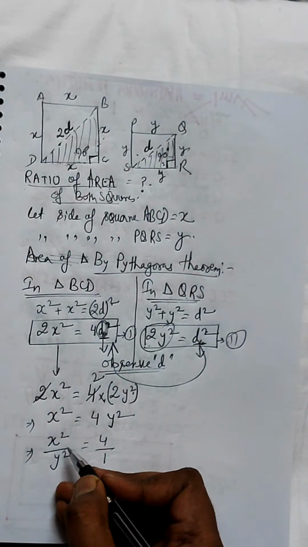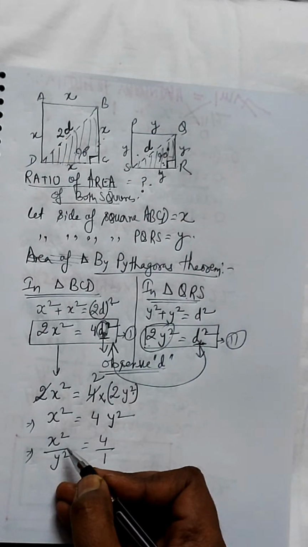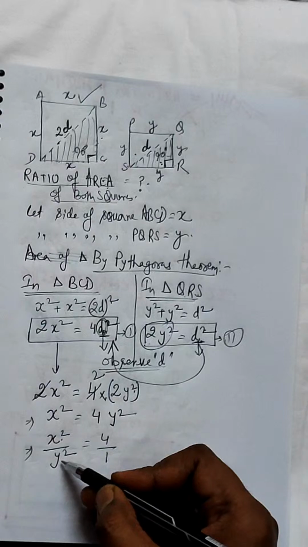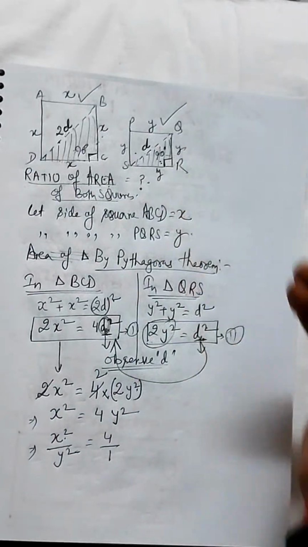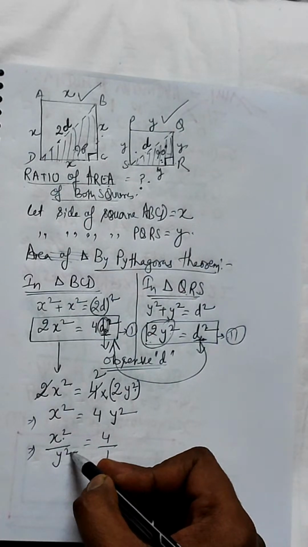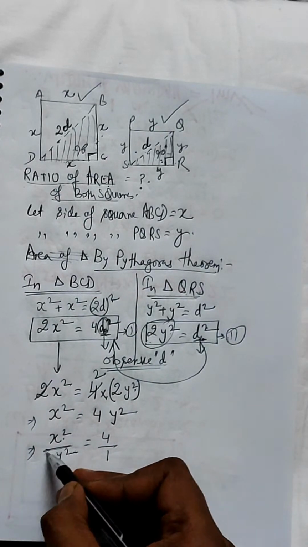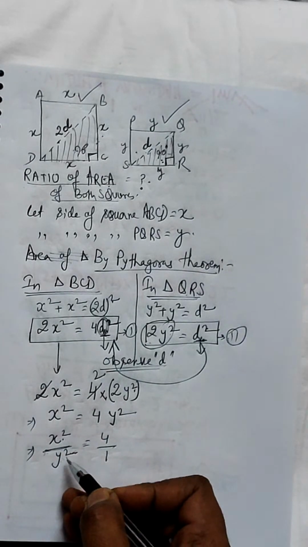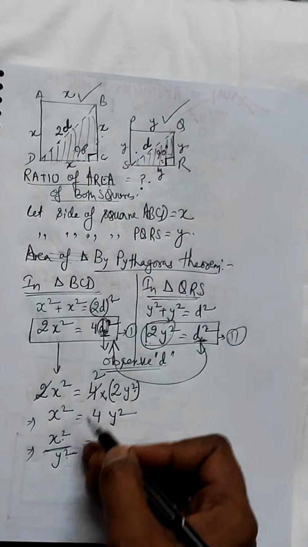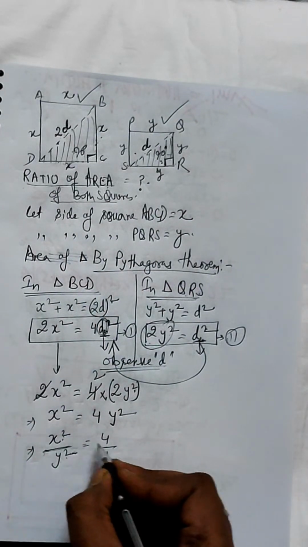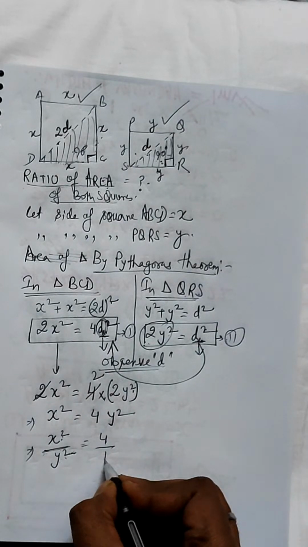But what is x square? Yes, x square is the area of the bigger square and y square is the area of the smaller square. And what we need to find out? This is the exact thing which we are searching for. This needs to be calculated. So we have ultimately found the ratio of the area of both the squares. This is coming as 4 is to 1, right?